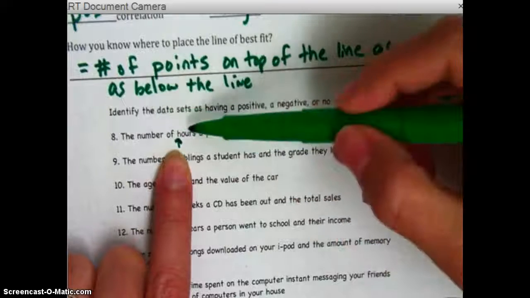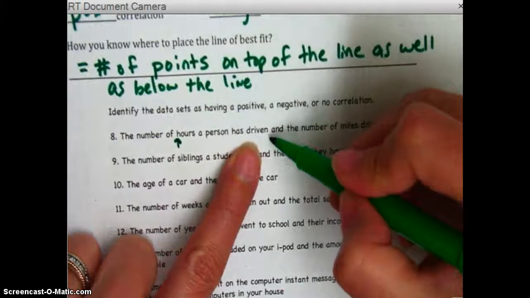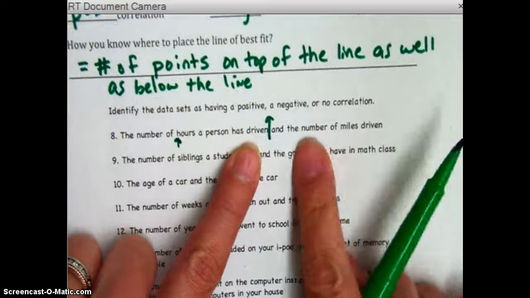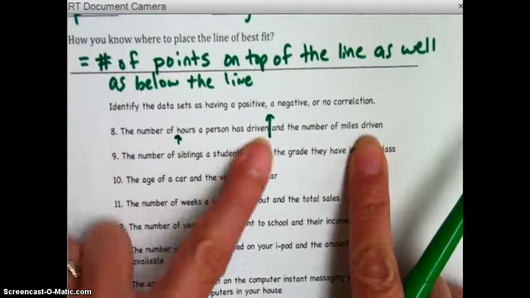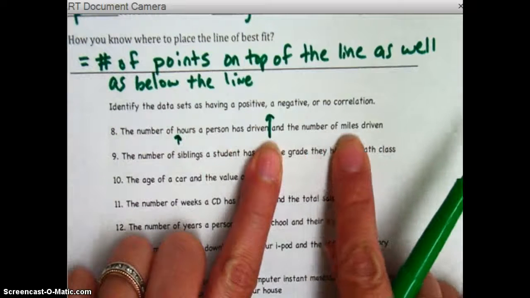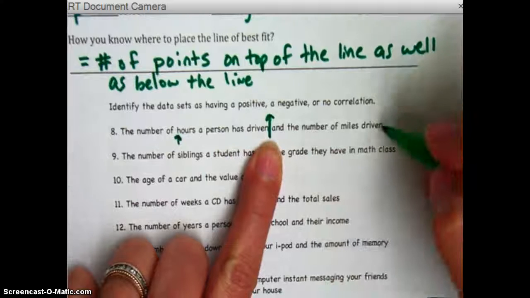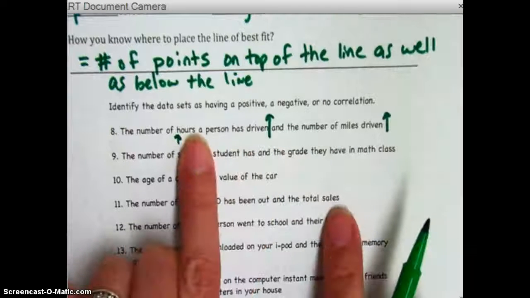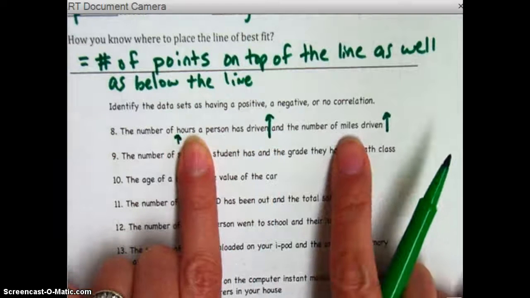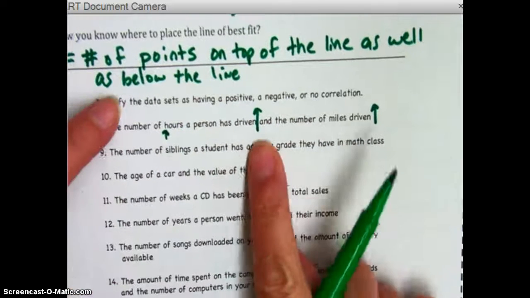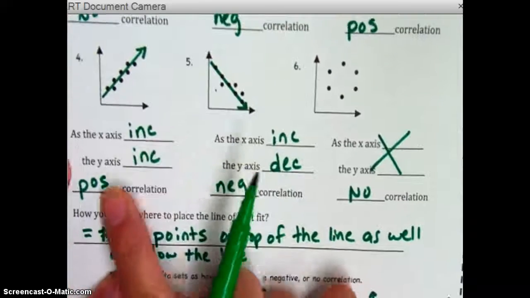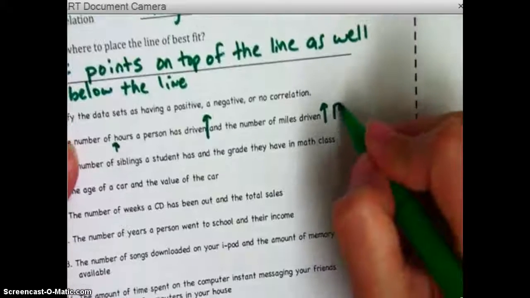As the number of hours a person has driven goes up, what happens to the number of miles driven? As a person drives more, the number of miles that they have driven increases. So if you drive for 2 hours, you go 4 miles. If you drive 4 hours, you might drive 6 miles. Because this increases and this increases, as one of them increases and the other increases, that's a positive correlation.